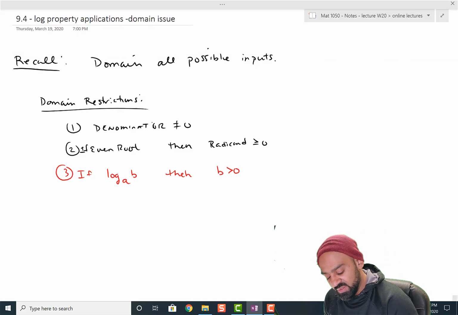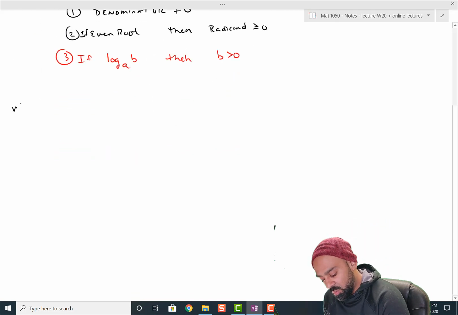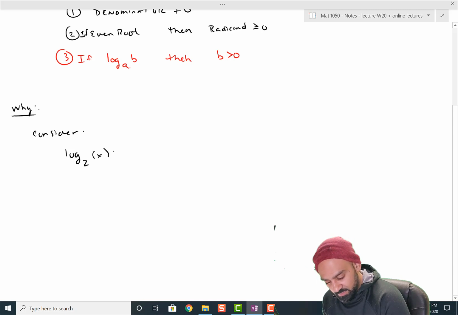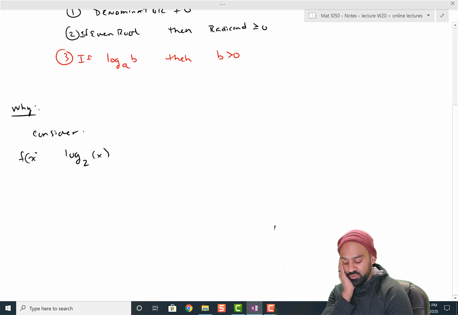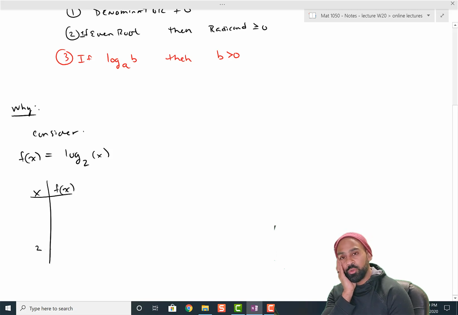Okay, so let's consider this. Consider log base 2 of x. And we're trying to see which numbers we can plug in for x, and I'll call this my function, right? Since we're talking about domain right now. So I'll make a t-chart just to make things easier so we can keep track of things. Easy peasy. Let's try some numbers we're comfortable with. So let's try 2, right? So log base 2 of 2.